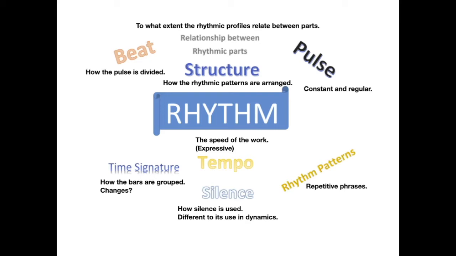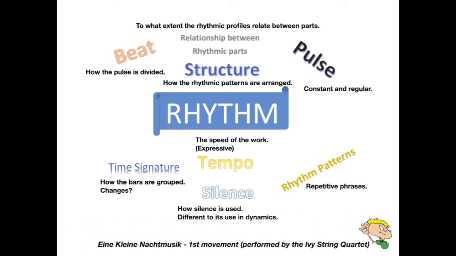So let's launch straight into a listening activity. We're going to listen to an excerpt of Eine Kleine Nachtmusik, the piece by Mozart, otherwise known as the Serenade in G major. First movement, just the exposition, performed by the Ivy String Quartet. While you're listening, I want you to think about the rhythm, what parts you can clap, and see if you can hear the different layers. It's obviously a string quartet, so we're dealing with two violins, viola, and a cello, four different voices. Let's see what you can hear.